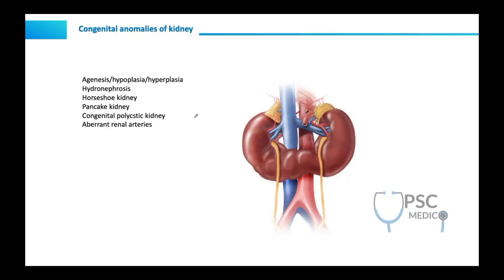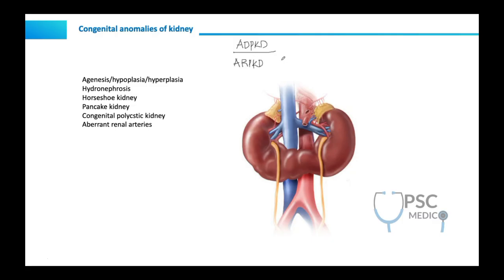Next is the pancake kidney, where the two kidneys fuse like a mass, so we call it a pancake kidney. There is a lobulated kidney also. The kidney looks lobulated, but overall it's a normal variety, nothing wrong with that. Similarly, there is congenital polycystic kidney disease. There are two variants, ADPKD, autosomal dominant polycystic kidney disease, and ARPKD, autosomal recessive polycystic kidney disease.